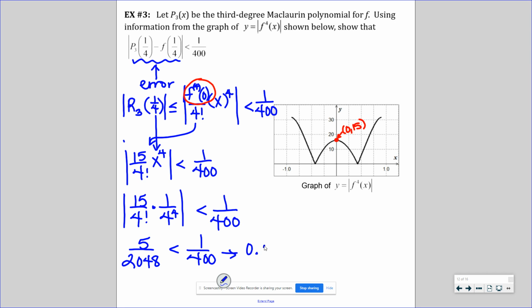Now, you can, of course, use a calculator to help you with this, but 5 over 2048 is equal to 0.00244, and 1 over 400 is 0.0025, okay? By the way, we're asking a question here, like, is this actually less than 1 over 400? And here in this last step, we can confirm that, yes, it is less. So basically, your work is done. You have shown that the answer is true.